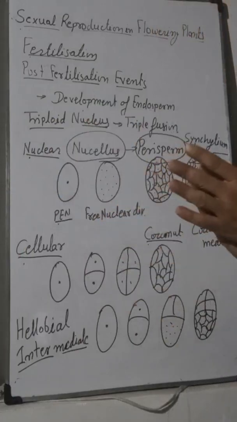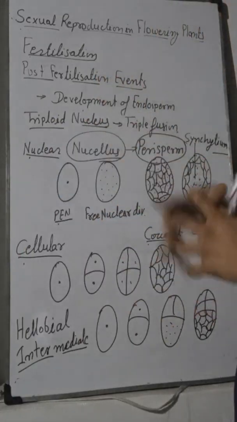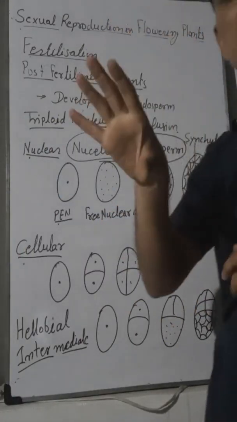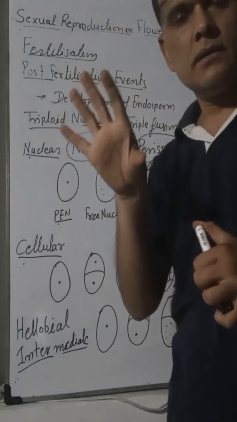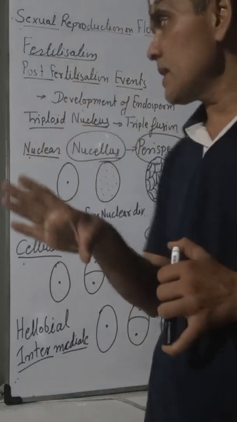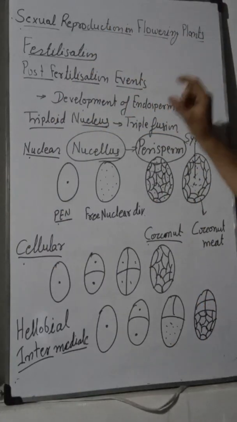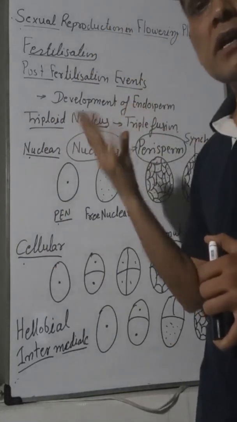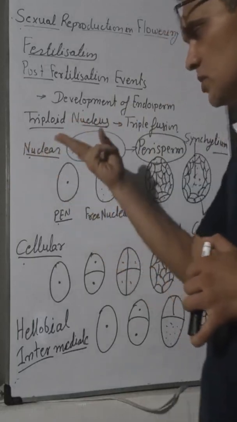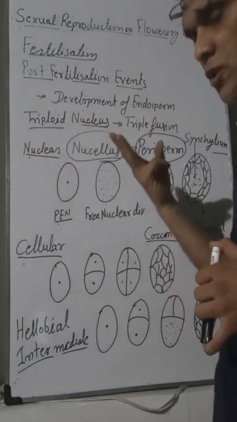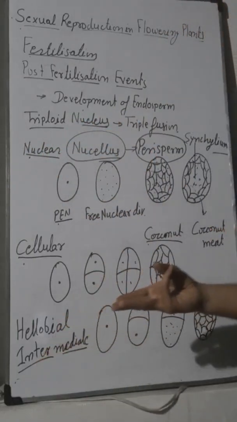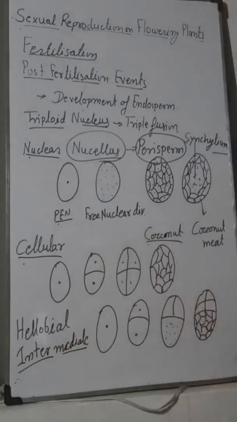So today we discussed these two topics. One is fertilization: the unique fertilization present in angiosperms, that is double fertilization. Then post-fertilization development, in which we studied the development of endosperm, and the three types of endosperm present in angiosperms: nuclear endosperm, cellular endosperm, and helobial endosperm.